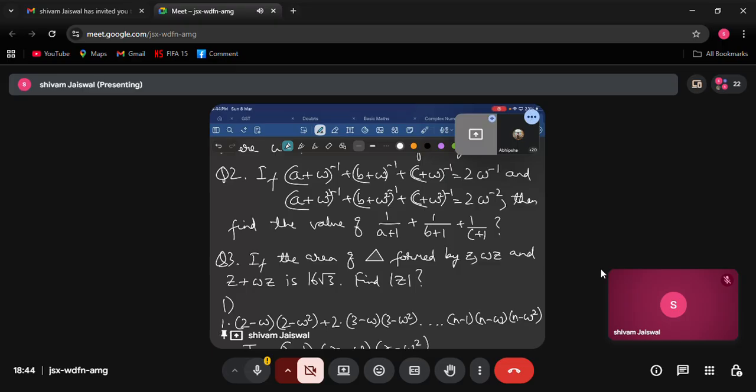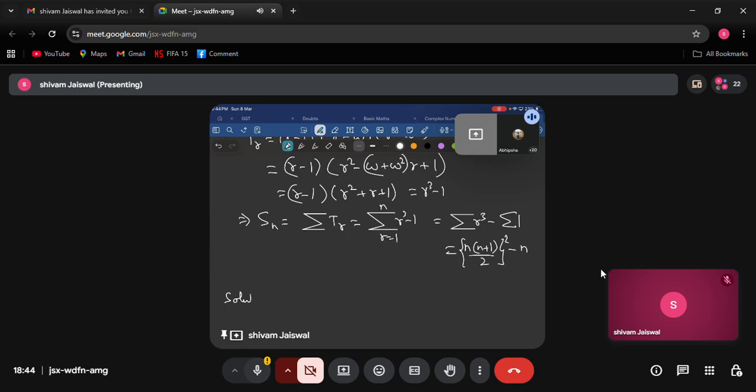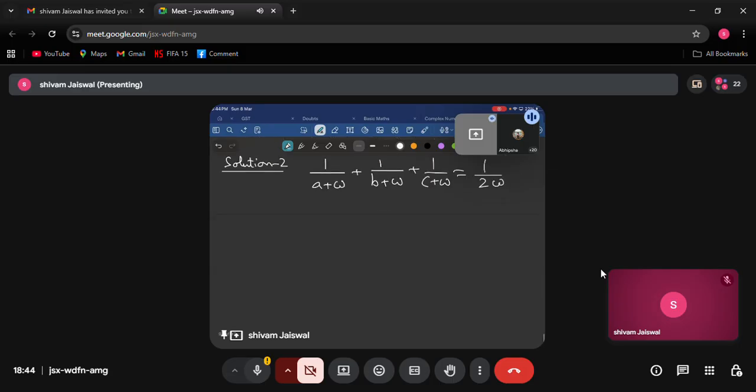So we solve the second one, everyone, pay attention. See, there is a symmetry between these two expressions. In the first one you have omega, in the second one you have omega square. Over here, number 2, what are the things given to us? 1 upon a plus omega plus 1 upon b plus omega plus 1 upon c plus omega is equal to 2 by omega. And the same thing with omega square is also given.